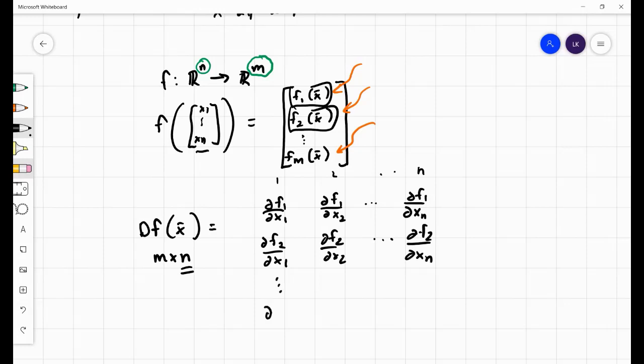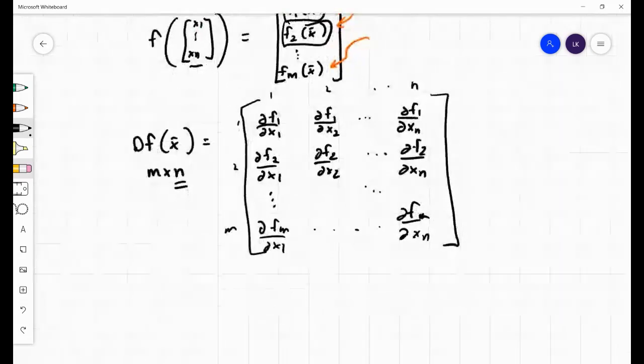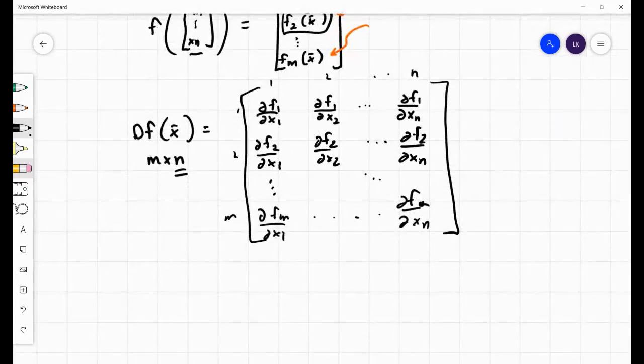And if you do this for all m components, you're going to end up with 1 to m rows. Right, and you get your m by n matrix. We will definitely do some chain rule, since you asked.